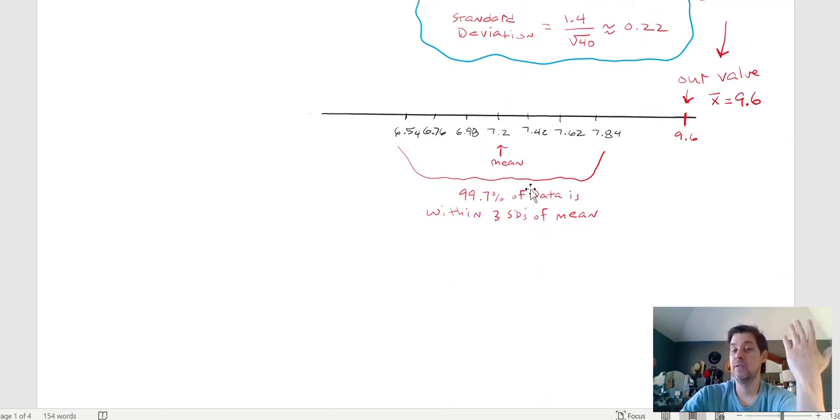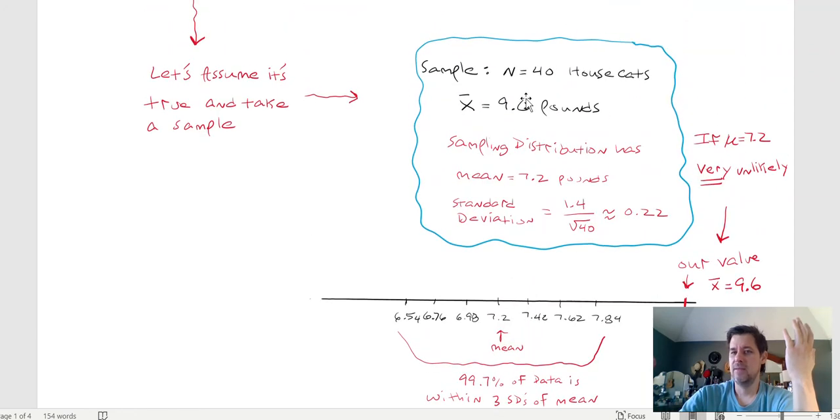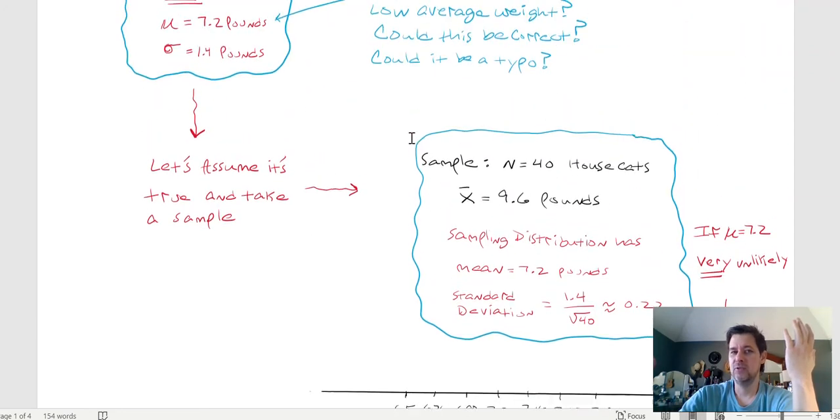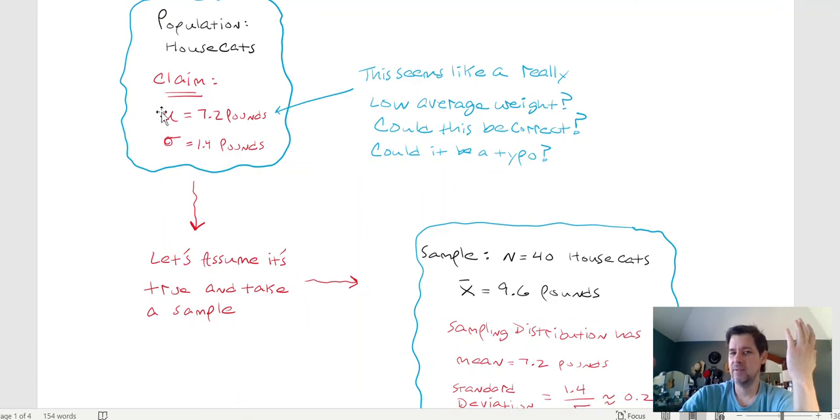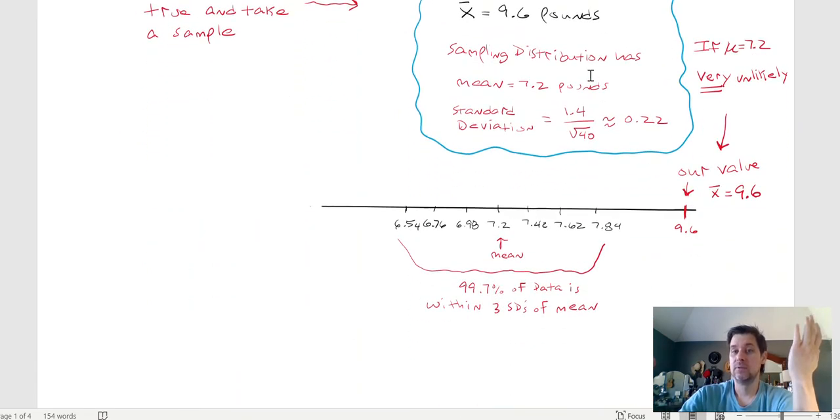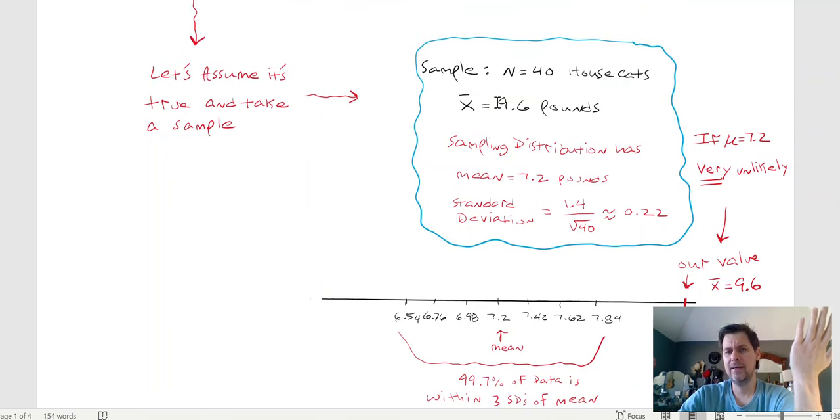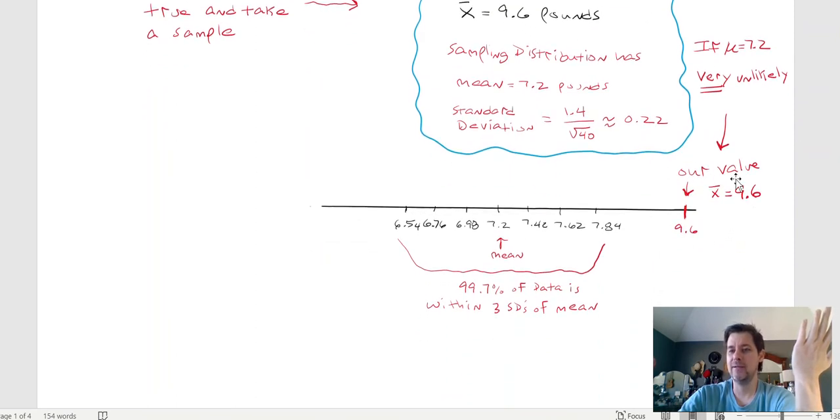Now, for the normal distribution, it's true that 99.7% of the data is within 3 standard deviations of the mean. Okay? So that means that, assuming this number was true, there's more than a 99% chance the average is going to be somewhere between 6.5 pounds and 7.8 pounds. What number did we get? We got 9.6, way out here.